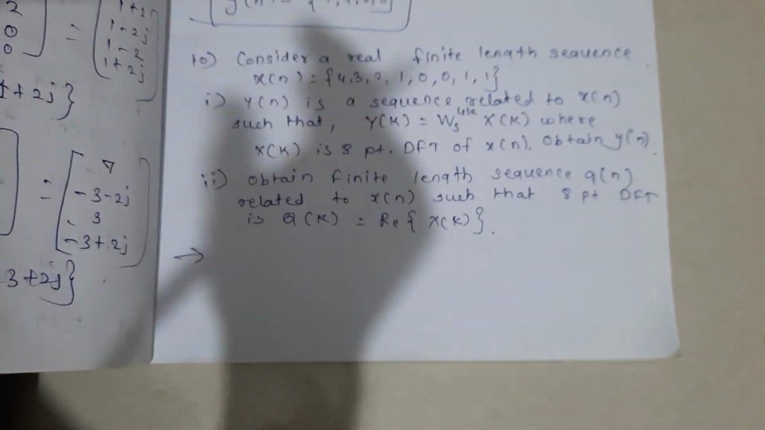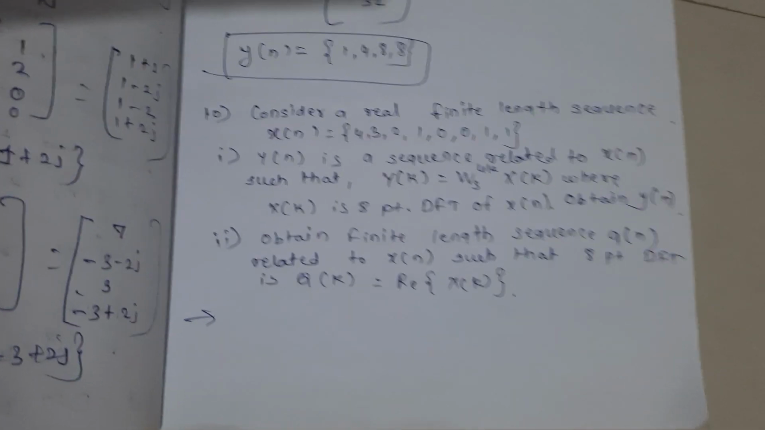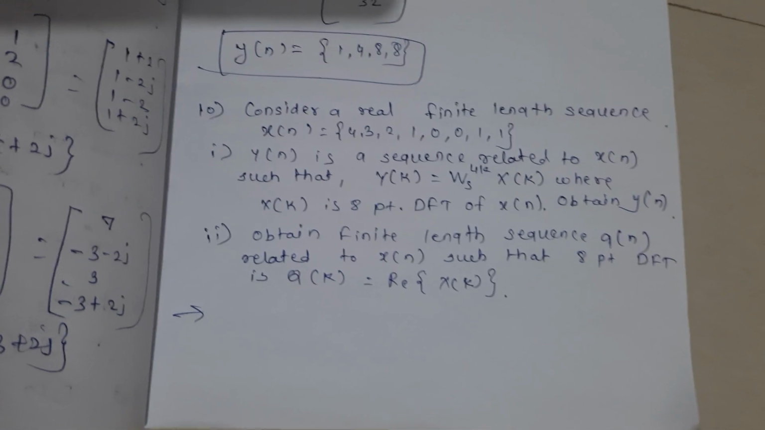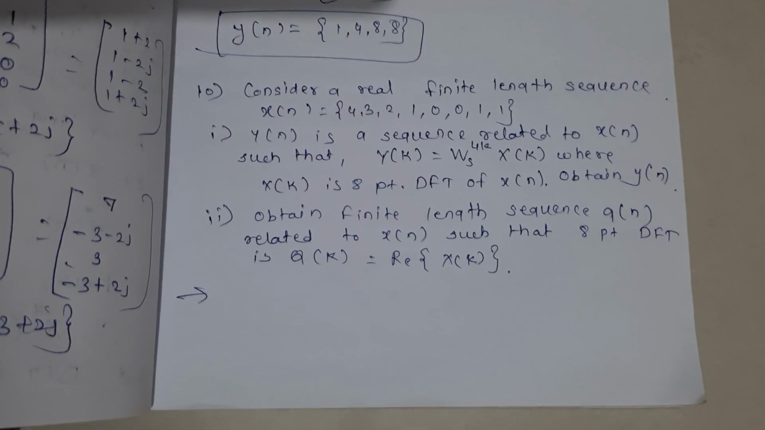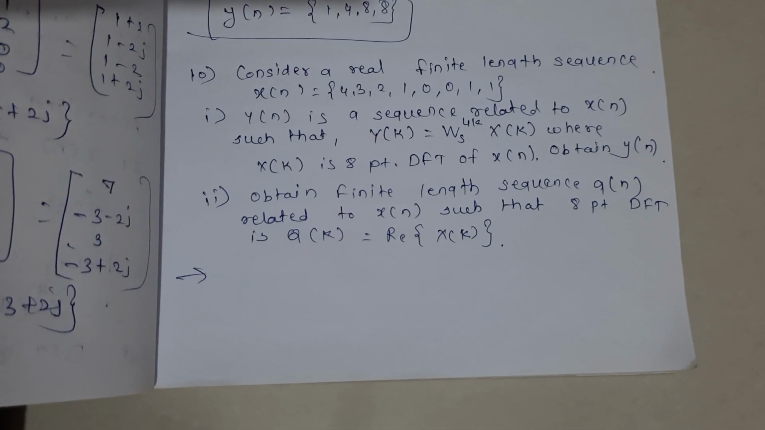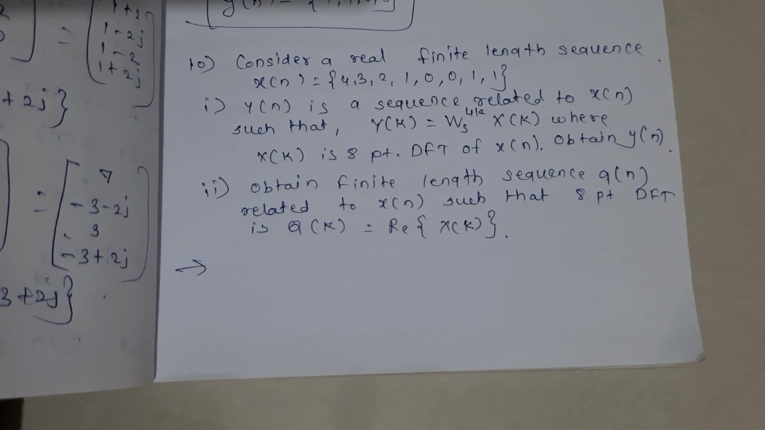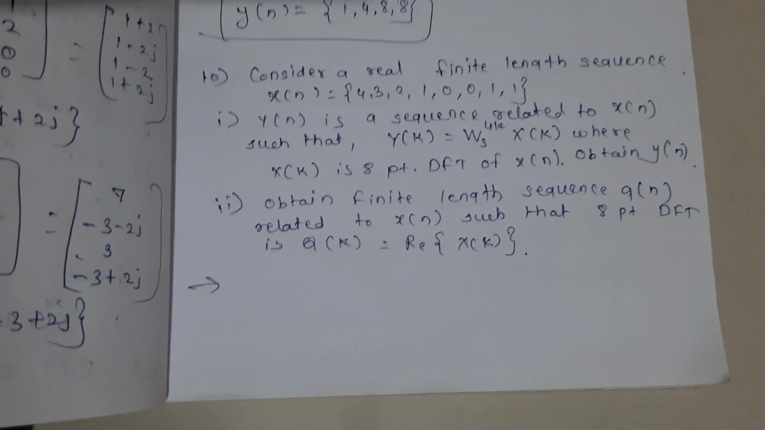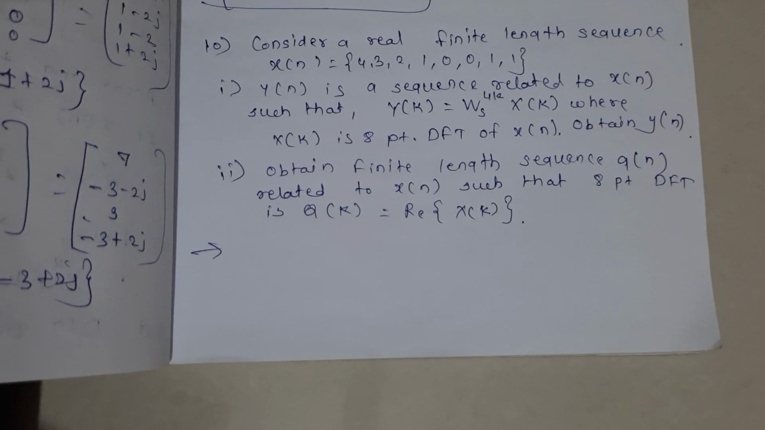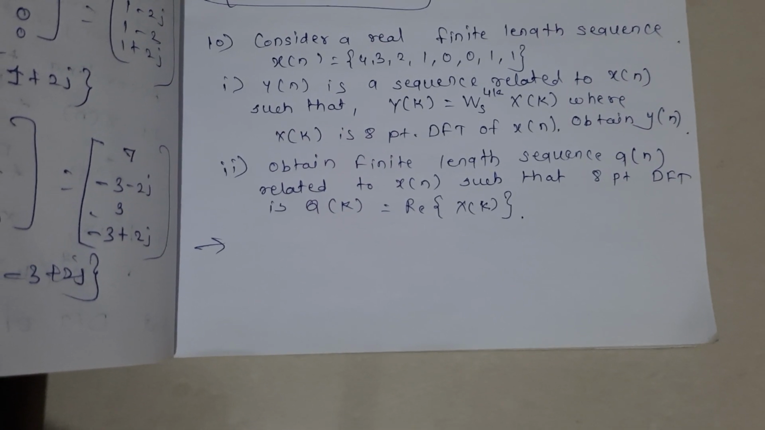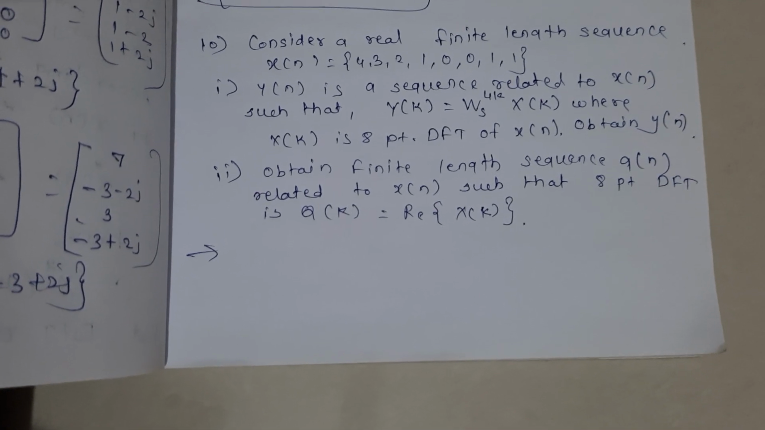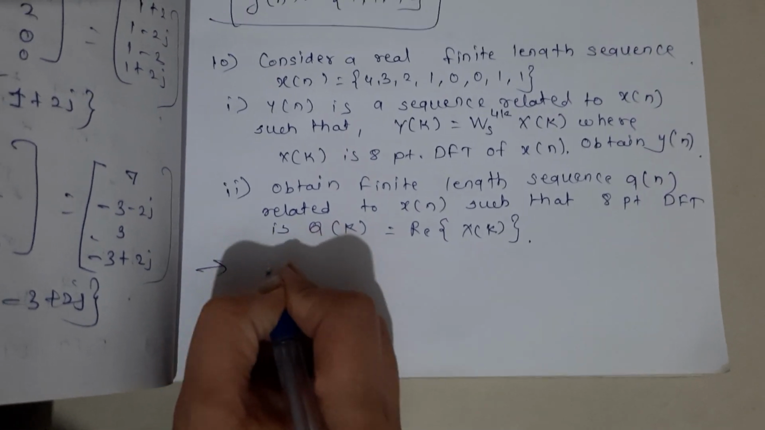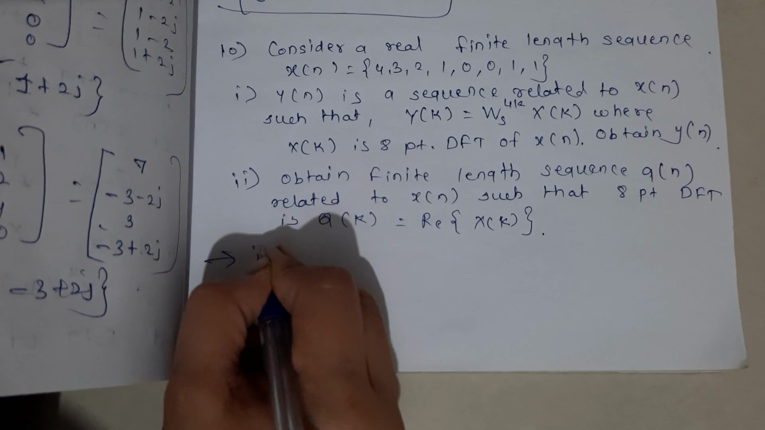Next, consider a finite length sequence x of n which is given, and y of n is a sequence related to x of n such that the equation of y of k is given, where X of k is the 8-point DFT. Then obtain y of n. Also obtain the finite length sequence q of n which is related to x of n such that its 8-point DFT is given by this equation. So, the first part of the problem.